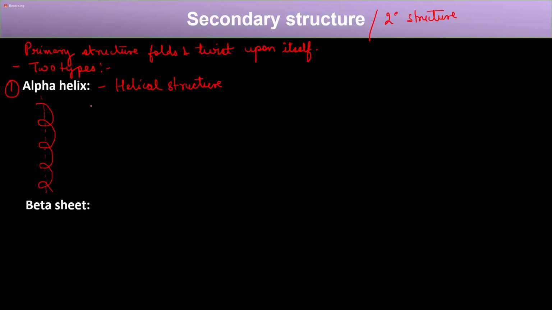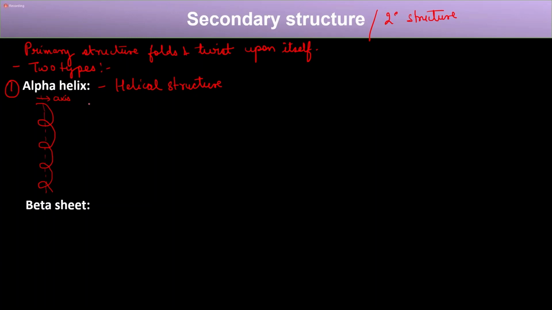Now, these helical structures are always right-handed. The structure will always move in the clockwise direction. What I'm trying to say is, if you take a pen and start wrapping a thread around it, then in the case of alpha helix, the thread will always be wrapped in a clockwise direction.